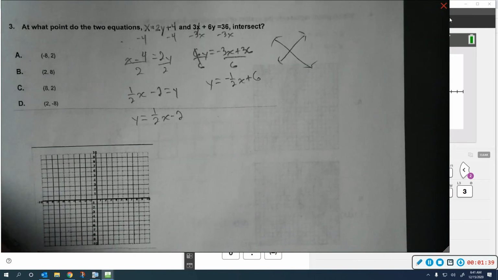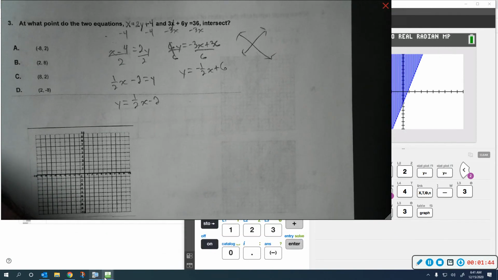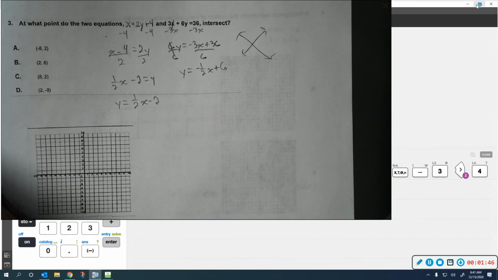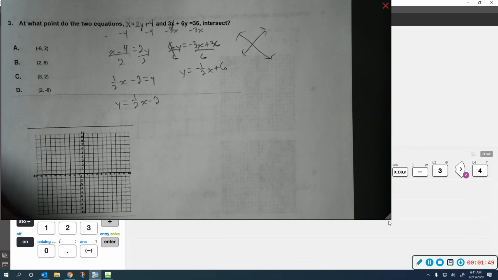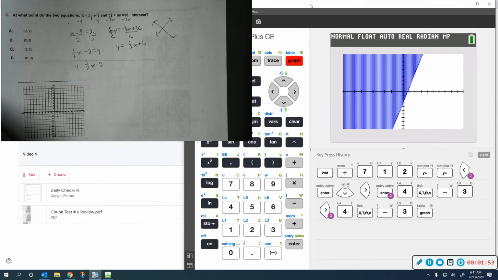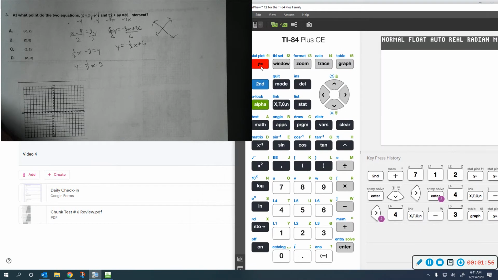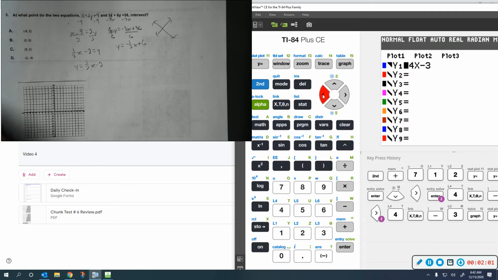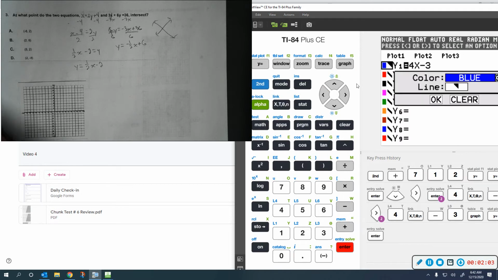So I'm going to go to my calculator. I'm going to go back to y equals. Oh, sorry, can't see that. There we go. Go back to y equals, and I'm going to type in my equations there. Make sure to reset this so we don't have that shaded in part. Okay, boom, it's reset. It's back to regular line.